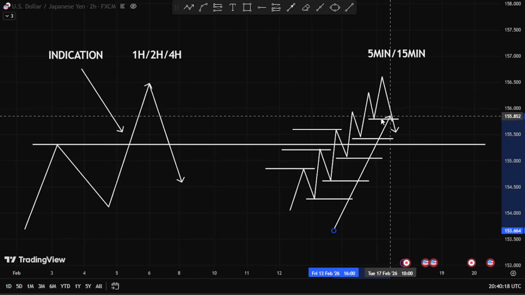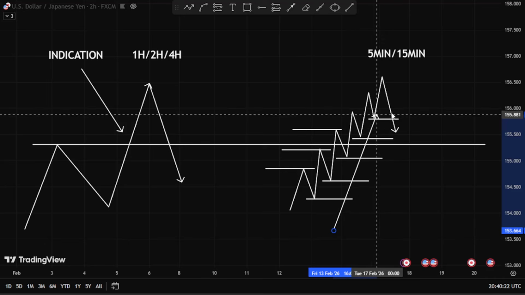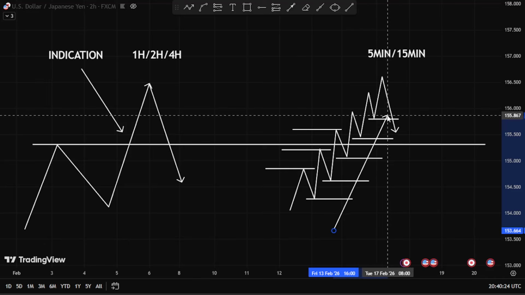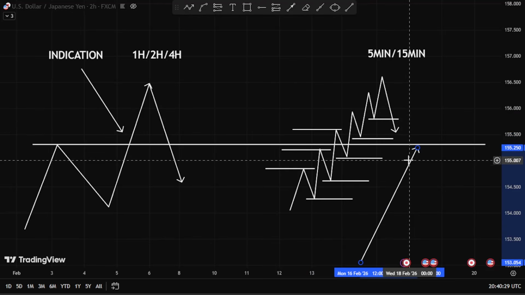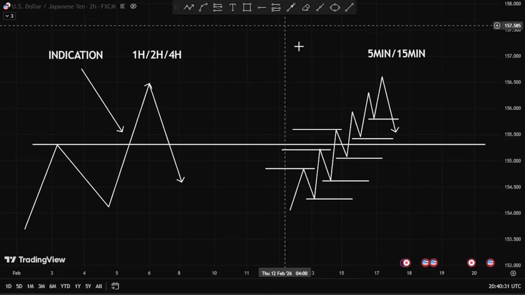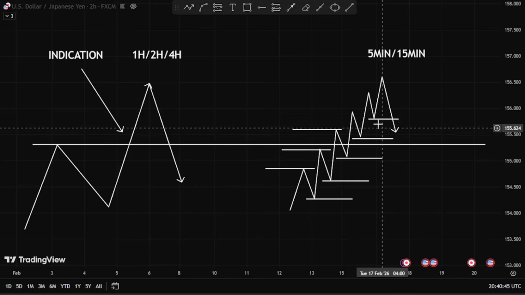Now, the moment sellers decide to break the swing low of buyers, what do you think that means? It means that sellers are now getting stronger than buyers. This is where the correction journey looks to begin. But at this point, the correction hasn't begun yet.